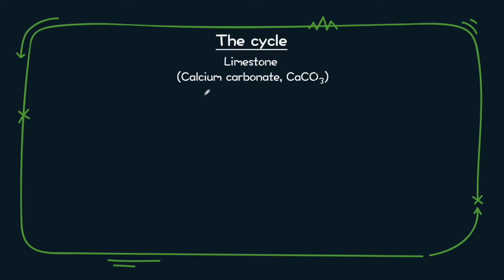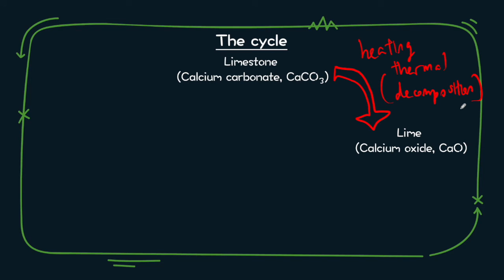Alright, so this cycle for carbonate you must memorize. When we have limestone, calcium carbonate, and we go through thermal decomposition, which means heating, the calcium carbonate turns into calcium oxide. So this is the reaction: calcium carbonate becomes calcium oxide and CO2 gas.